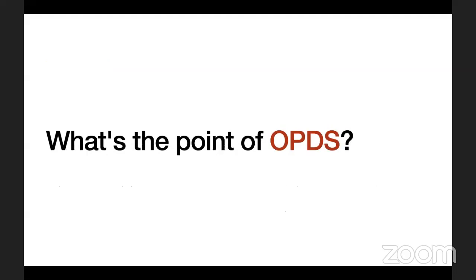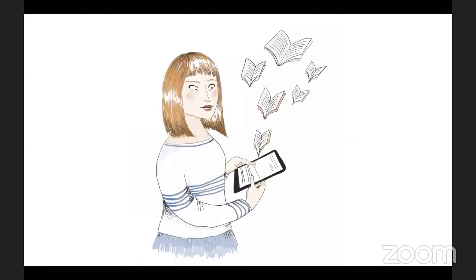Just to explain a bit what's the point of OPDS. So at the core of OPDS, the idea is fairly simple. Everyone has a device that they can read on. So the one device that made a huge difference, I think, was the launch of the Kindle in 2007, where the first Kindle was always connected. So that was a bit of a novelty back then.